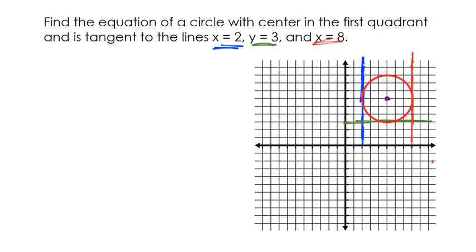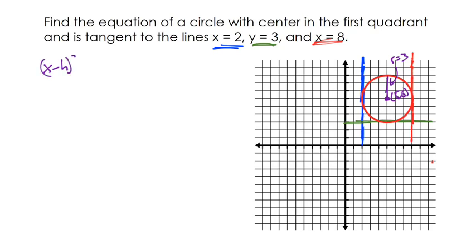Now let's identify what that center is so we can write the equation. The center of that circle, let's see, 1, 2, 3, 4, 5. 1, 2, 3, 4, 5, 6. Looks to me like the ordered pair 5, 6. And it looks like our radius is 3. Now with that information, that's everything we need to write the equation.